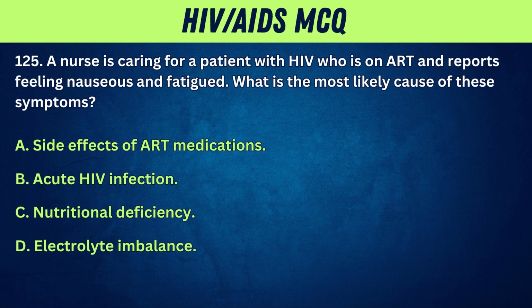125. A nurse is caring for a patient with HIV who is on ART and reports feeling nauseous and fatigued. What is the most likely cause of these symptoms? A. Side effects of ART medications. B. Acute HIV infection. C. Nutritional deficiency. D. Electrolyte imbalance.